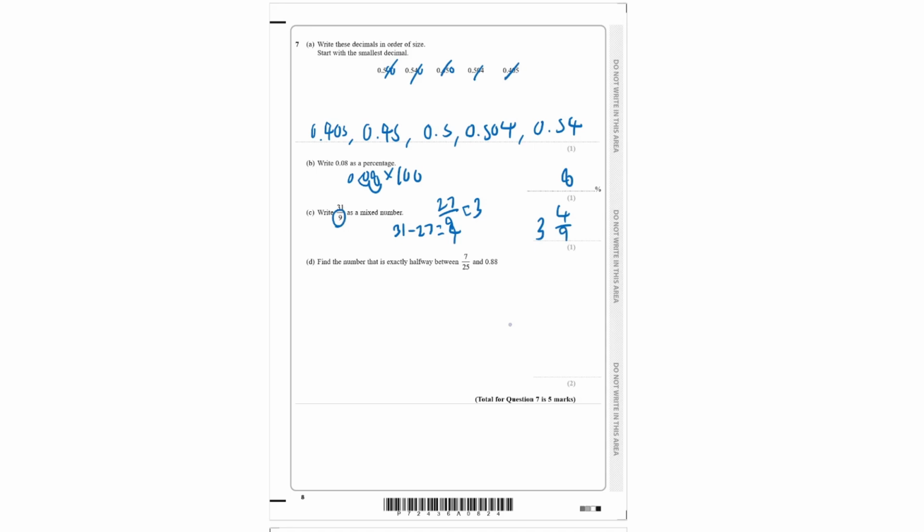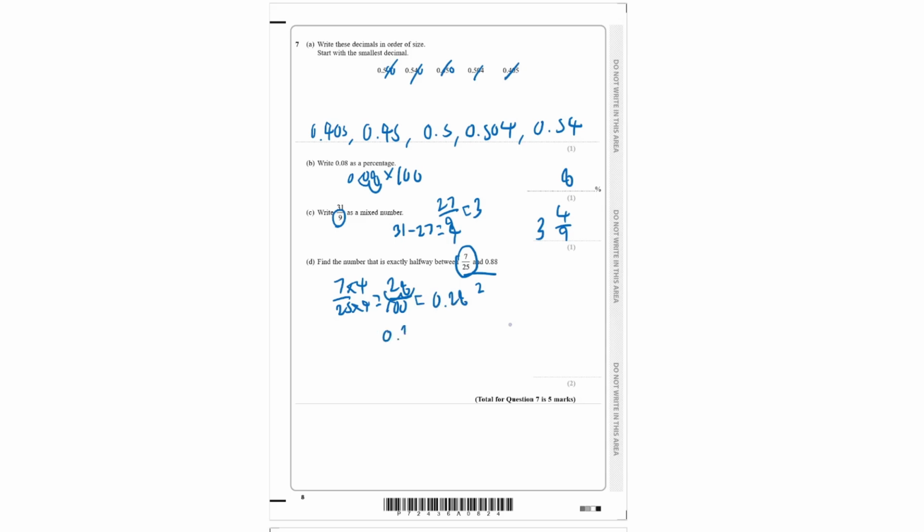Find the number exactly halfway between 7 over 25 and 0.88. That means we have to combine these two and divide it by 2. But notice how 7 over 25 times 4 can be simplified to 7 times 4 is 28, divided by 25 times 4 is 100. And when we're dividing by 100, we move to the left twice. So this can be simplified to 0.28.